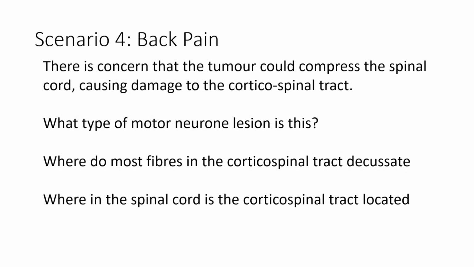So there's the concern that the tumor could compress the spinal cord, causing damage to the corticospinal tract. Now, what type of motor neuron lesion is this that it's causing damage to the corticospinal tract? Well, it's an upper motor neuron lesion. And this is because it's compressing the upper nerves right within the spinal column. A lower motor neuron lesion would be one where the lower nerve, the one that's closer to the one that's supplying the affected site, that would be a lower motor neuron lesion.